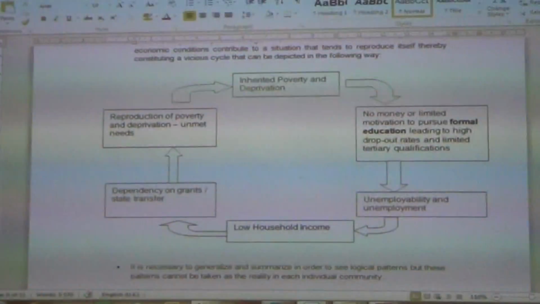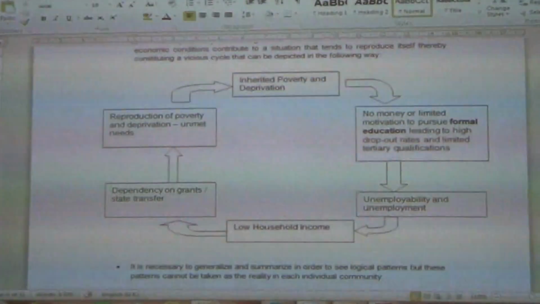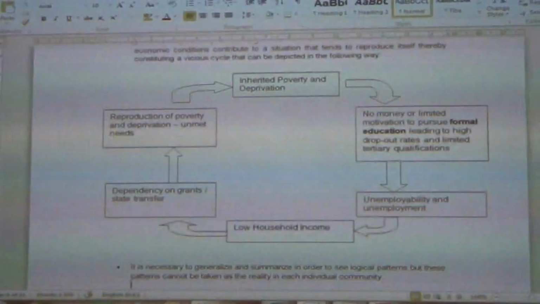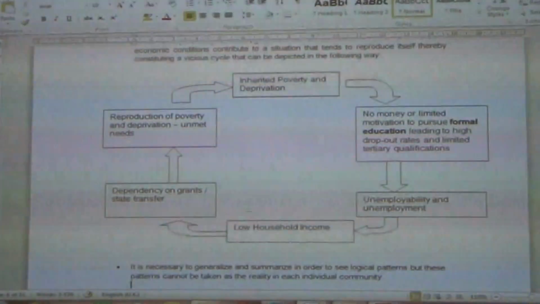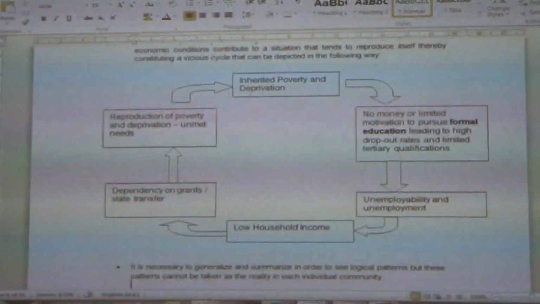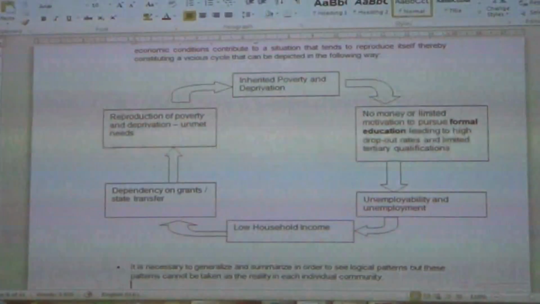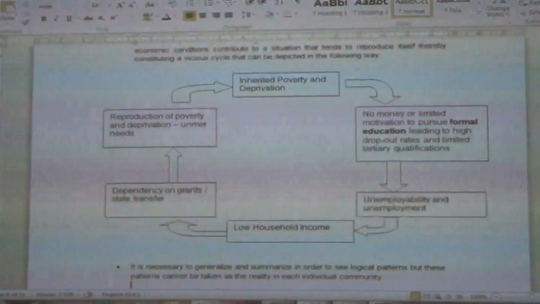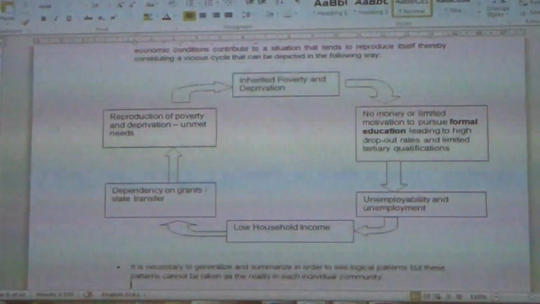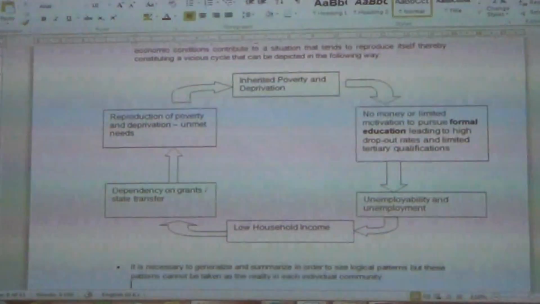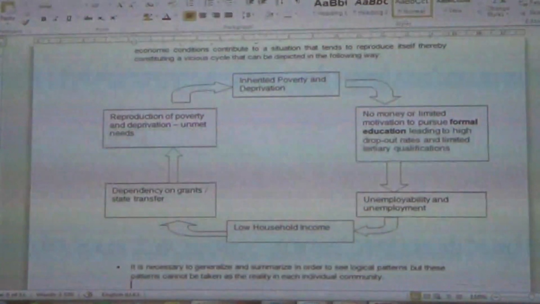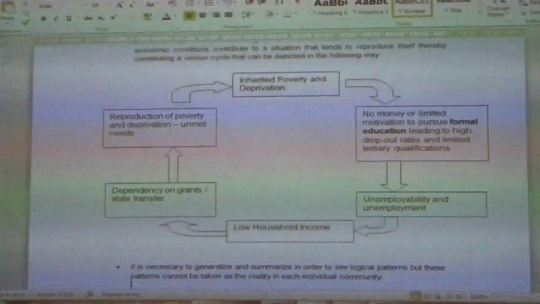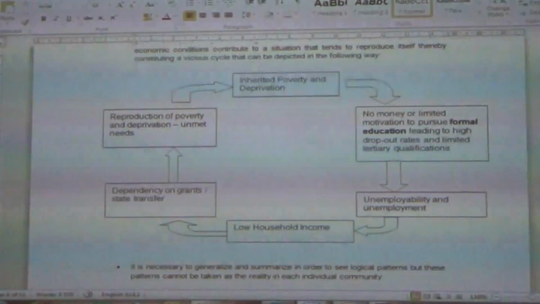And that is the kind of pattern that has been confirmed to the extent that is really amazing. In the lower socio-economic areas of the city, where you have a history of inherited poverty and deprivation, there is a predictable pattern in communities of limited or no money or even limited motivation to pursue formal education, leading to high levels of dropout, which we spoke about earlier. Bringing these dropout figures into that, limited levels of school attainment, high school completion, and very small numbers of tertiary level education qualifications. The next thing is unemployability. You've got to bring in the concept of unemployability, not just unemployment. What people have in order to be employed regardless of their education level. High levels of unemployment as a consequence of that, inevitably low levels of household income, and consequently high levels of dependency on state grants.